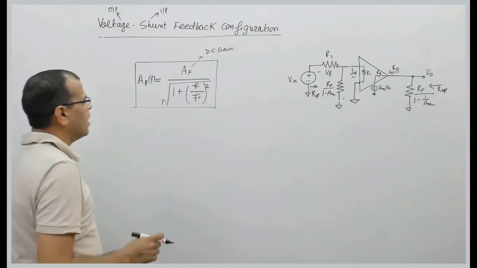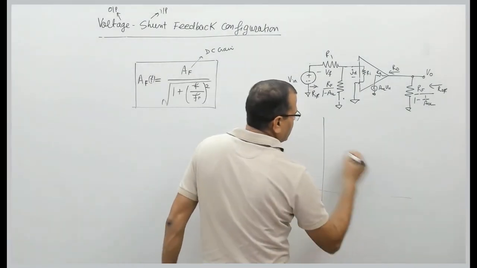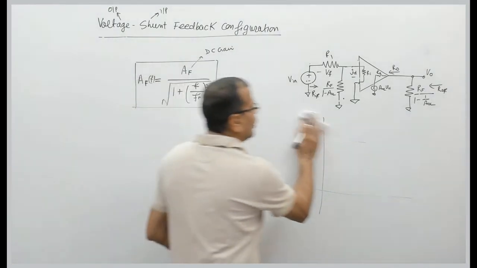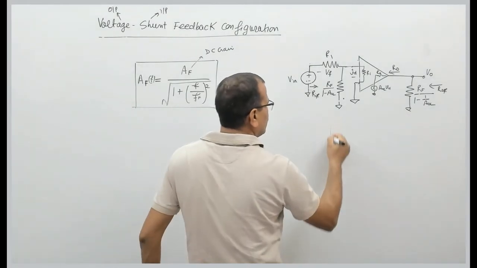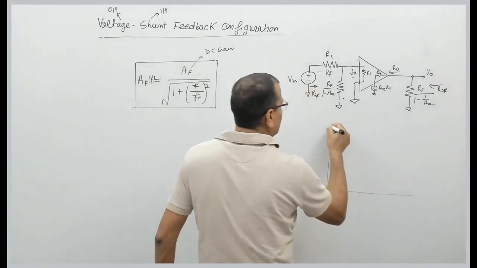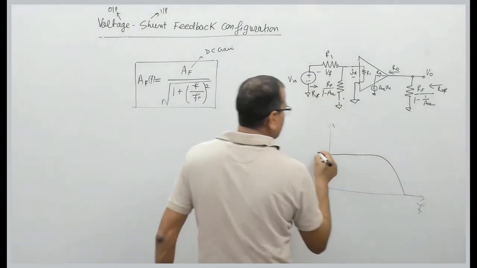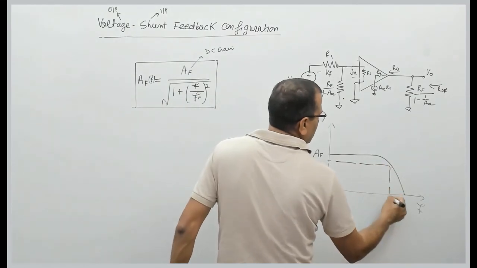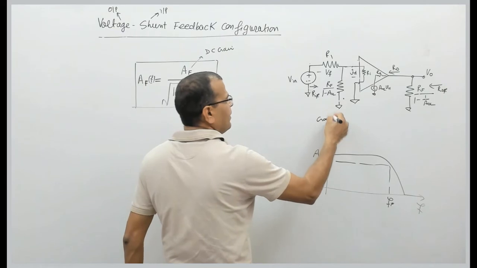Now, if you remember, it is like this. This is similar to your non-inverting configuration. If you remember, that was the type of frequency response. So here, this is frequency, this is the closed loop DC gain, and that will be the cutoff frequency, and this is gain. Like that.